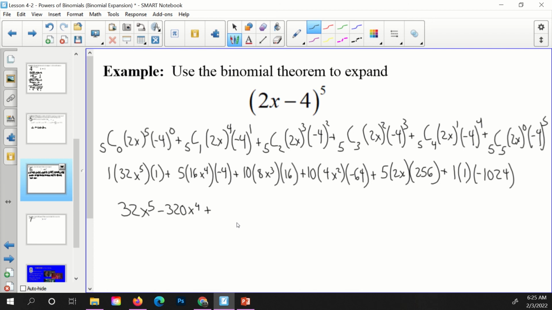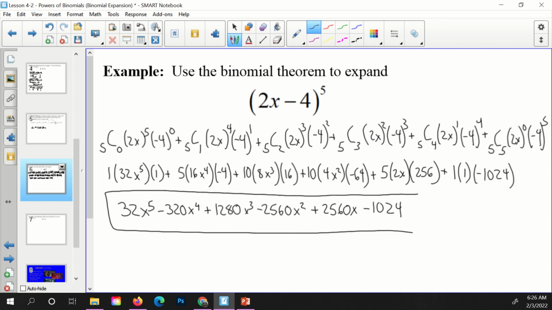And then 10 times 8 times 16 turns out to be 1280x to the third. 10 times 4 times negative 64 turns out to be negative 2560. That'll be x squared. And then 5 times 2 times 256 turns out to be 2560 again, x to the first. I have no x's in the last. 1 times negative 1024 is just negative 1024.